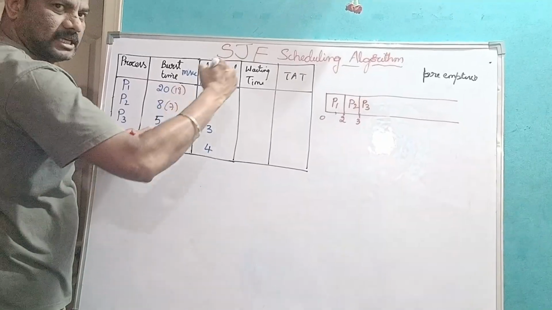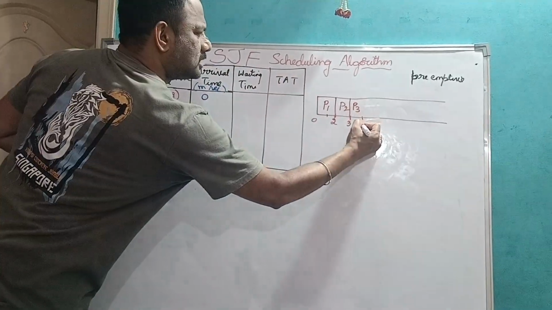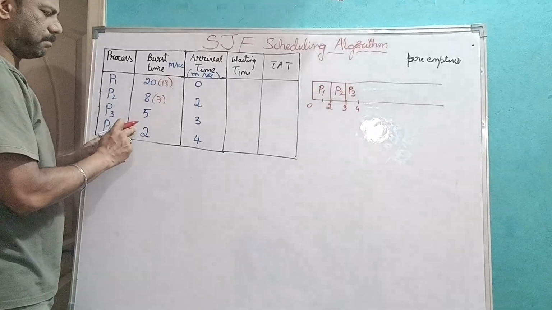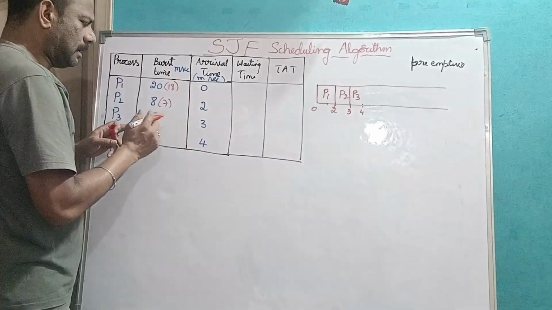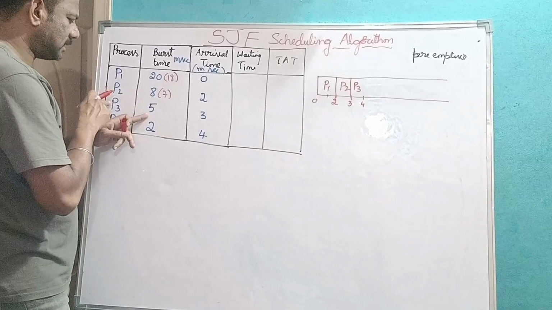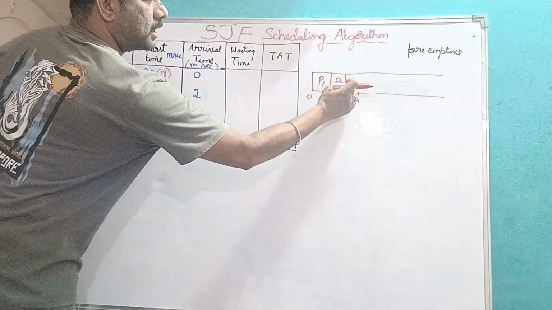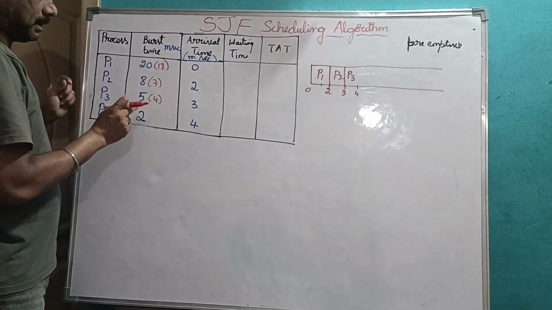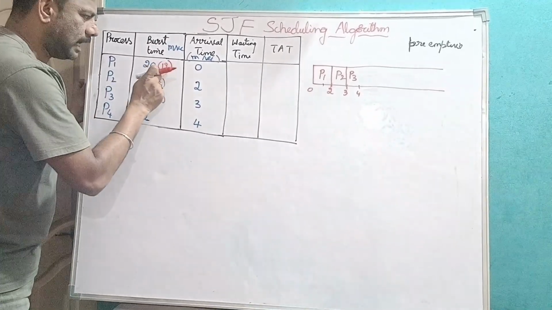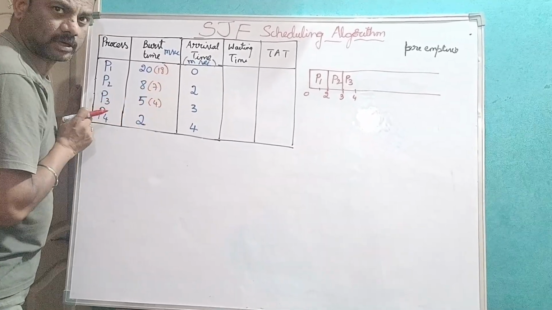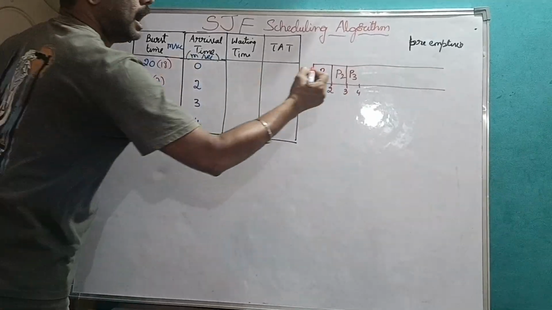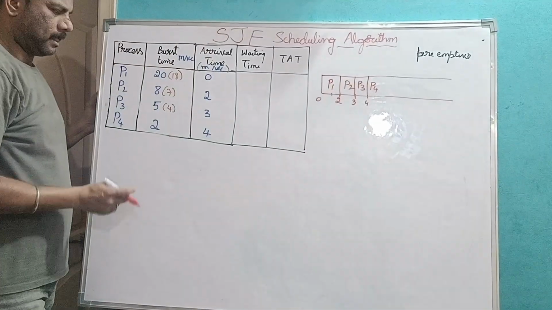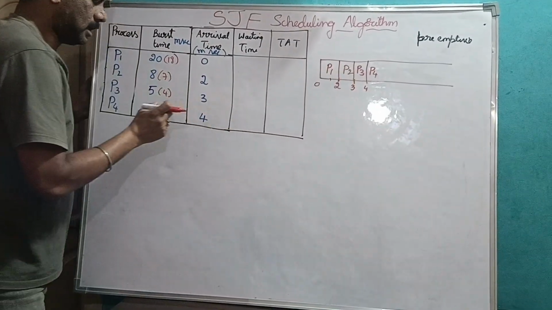Now while P3 is executing, at the 4th millisecond another process arrives, which is P4. Process P3 executed for 1 millisecond, from 3 to 4. That means it requires the remaining 4 milliseconds. But P4 requires only 2 milliseconds. Now 18, 7, 4, 2, which is shortest? P4 is shortest. So I stop P3 forcefully and I take P4 at the 4th millisecond.